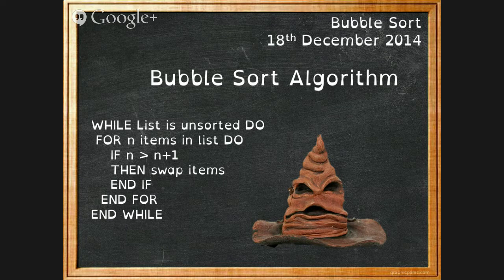And if you want to have a look at the actual algorithm in structured English, it's there. So while the list is unsorted, for n items, so we had 10 items, so for 10 items, if the first or the nth item is more than the nth item plus 1, swap them, otherwise just move on.